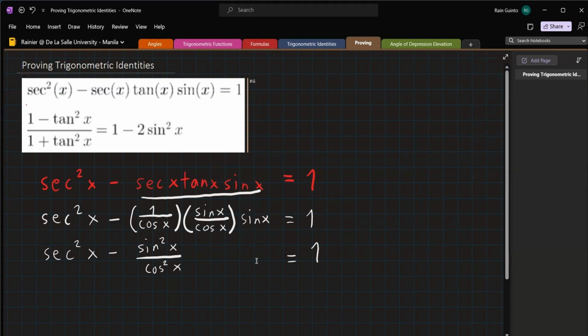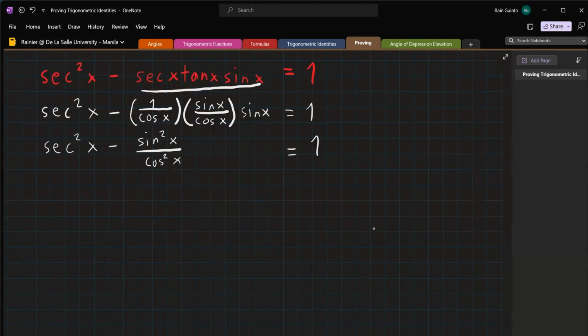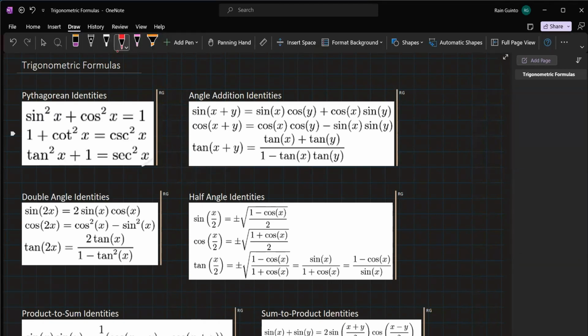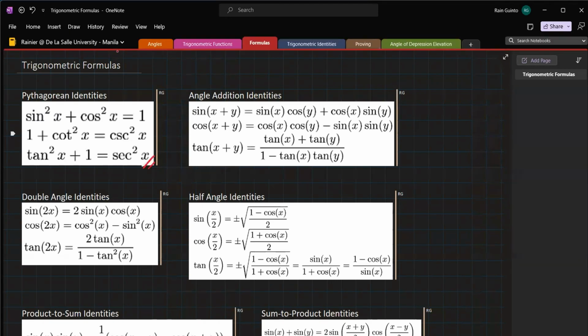However, we know that sine squared x over cosine squared x is just equal to tangent squared x. So now we need to prove that secant squared x minus tangent squared x is equal to 1. However, let us recall one of our Pythagorean identities stating that secant squared x is equal to tangent squared x plus 1. So let's copy that. I'll mark this one. Let's take note of this.